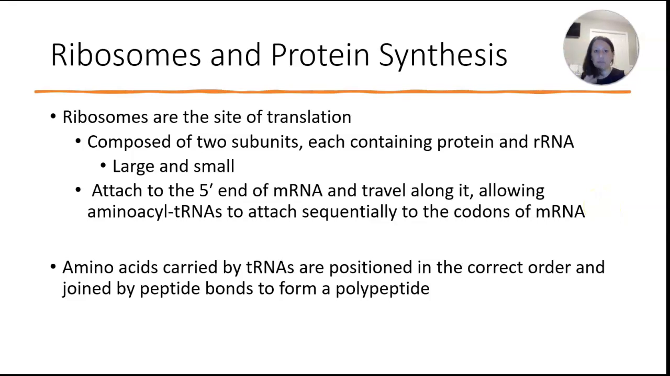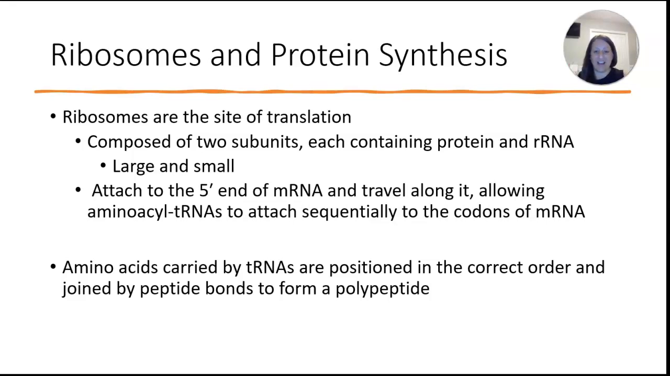So ribosomes are going to be the site of translation. So they are what is doing the translation. So again, they're going to read mRNA, and as they read the mRNA, they're going to put amino acids together to form a polypeptide, a protein. What are they made of? So they're made of two subunits, and those two subunits are both made of protein and ribosomal RNA. So that's that rRNA. And the two subunits are named the small subunit and the large subunit. And they're named that way because of their size.